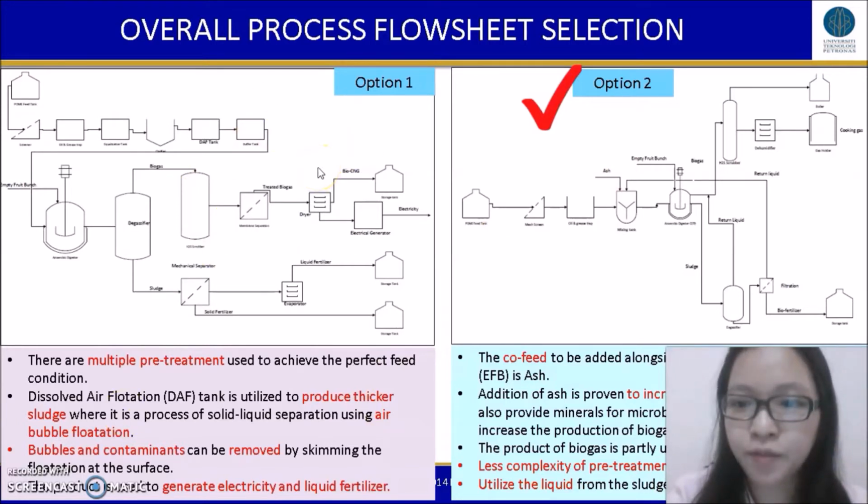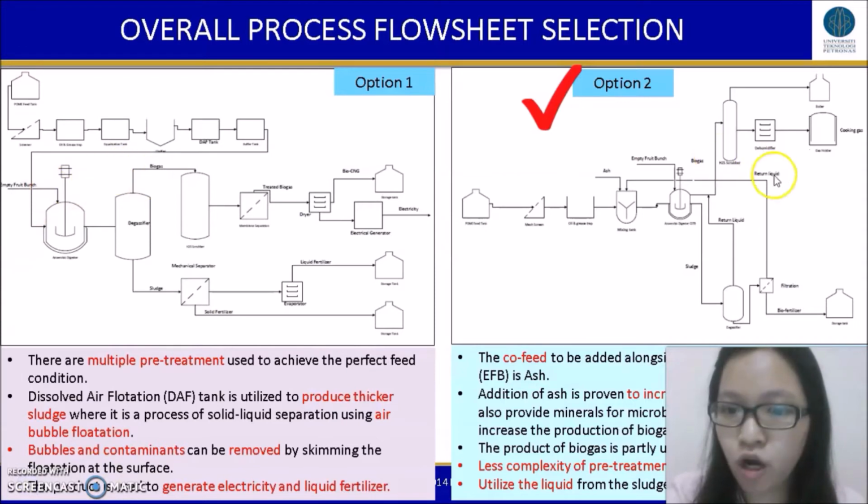1, there are multiple pre-treatments used to achieve the perfect fit conditions. The dissolved air flotation tank is utilized to produce thicker sludge, where it is the process of solid-liquid separation using air bubble flotation. In option 1, the product is used to generate electricity. However, due to the high energy required and the distance from the plant to the vendor, extra capital costs in installing grid lines and transformers are needed.